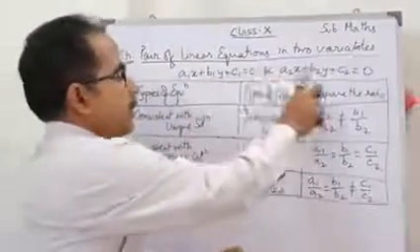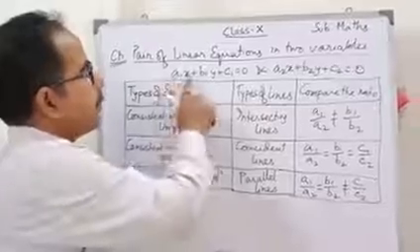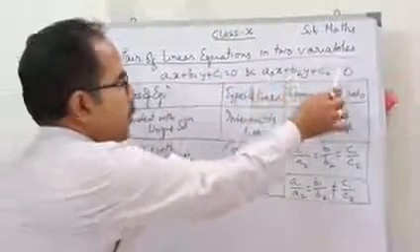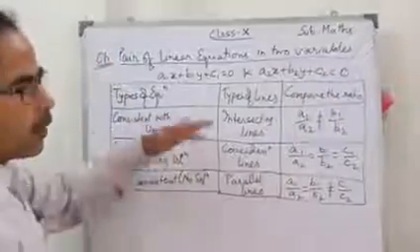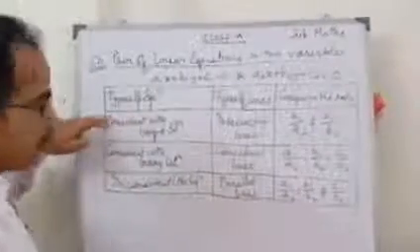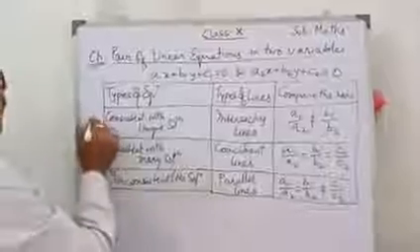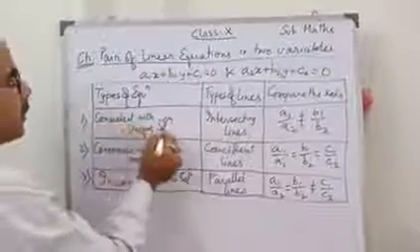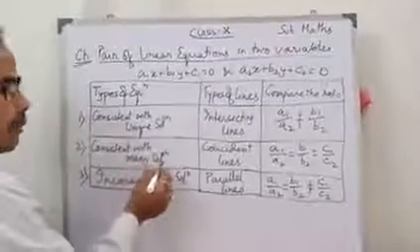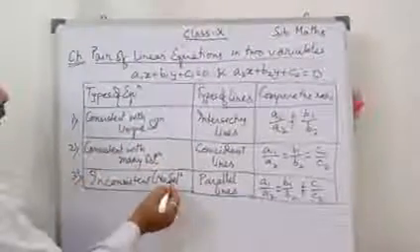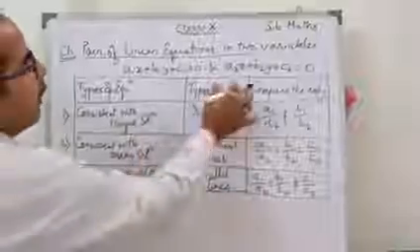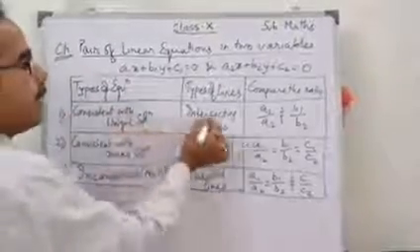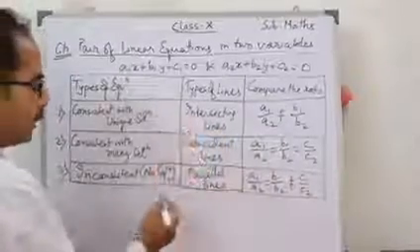Okay, now in brief. Suppose two equations are a1x plus b1y plus c1 equal to 0 and a2x plus b2y plus c2 equal to 0. Students, please note these things down. Types of equations: three types we have just discussed. Number 1, consistent with a unique solution. Number 2, consistent with many solutions. Third, inconsistent, where there is no solution. Now, types of lines.